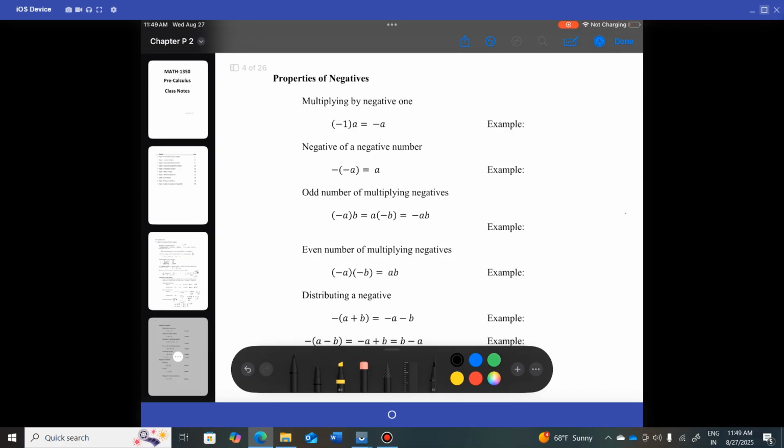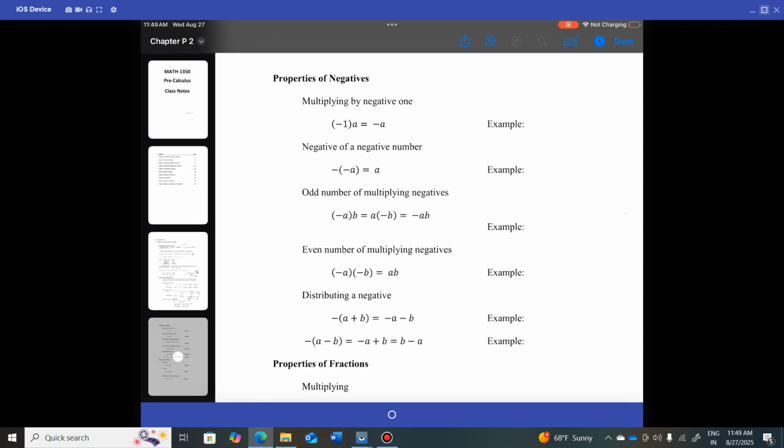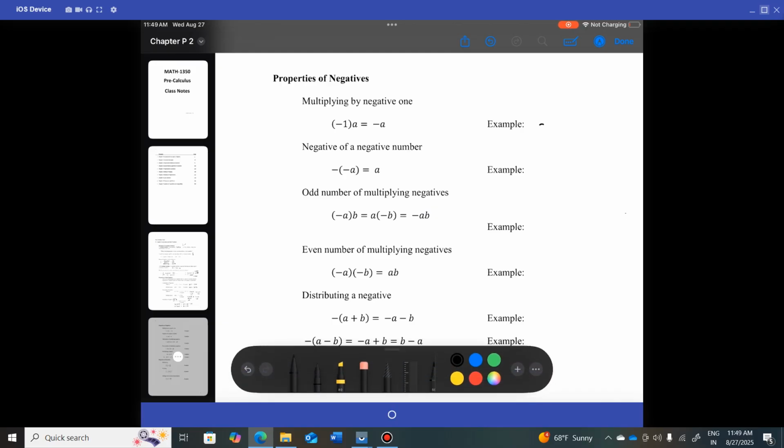Now, dealing with negatives, if we have -1 on the outside of a variable, we can write it as just negative a. So -7 is the same thing as -1 times 7. We just leave off the 1 a lot of times. The negative of a negative is written as -1 times -1 times a, which -1 times -1 is 1a, which can be written as a. So negative of a negative makes it a positive. So negative of -7 turns into a positive 7.